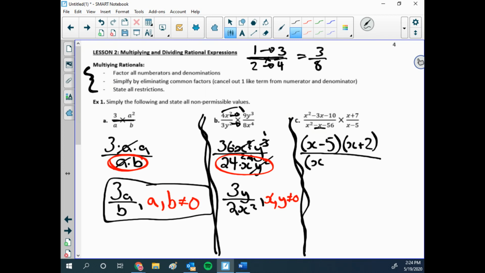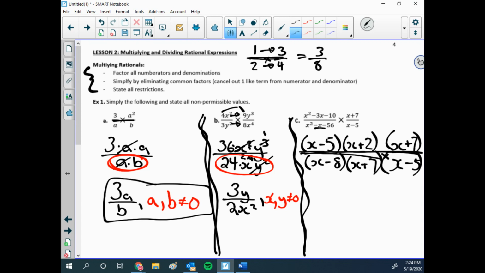So that would be x minus 8 and x plus 7, multiplied by this guy, which is already factored, so I'm not going to change that at all. So really, I could just say, well, I'm multiplying straight across. Now these are all just being multiplied by each other.